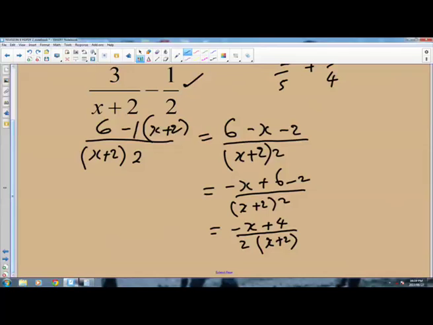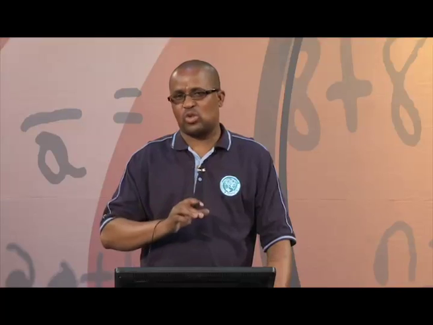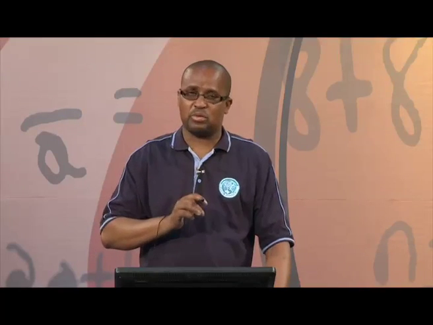But before I let you go, let us have a look at the summary that I have here with me. It says, remember to always have with you a set of mathematical instruments and a scientific calculator when revising paper 2. It is important that you have a scientific calculator, because this is what you will be using. In paper 2, you are allowed to use a calculator. So you must have with you this scientific calculator.